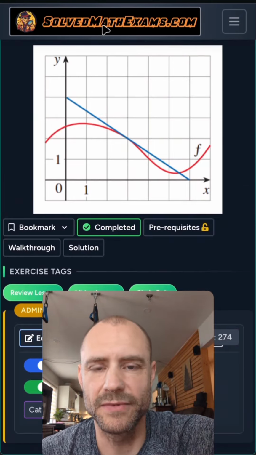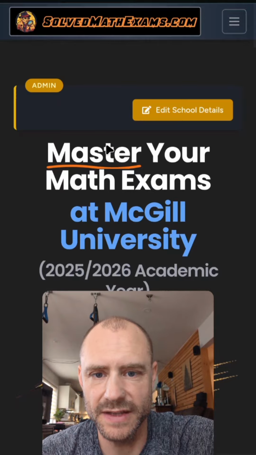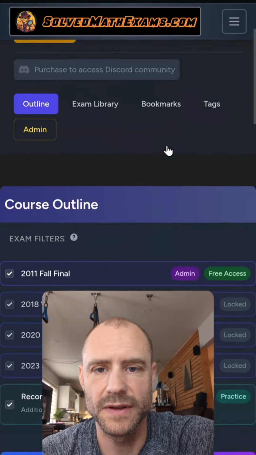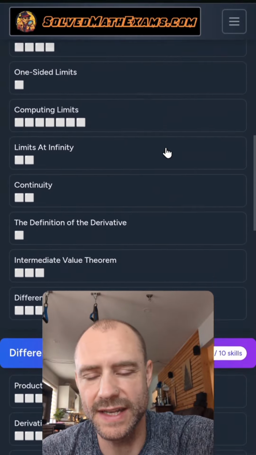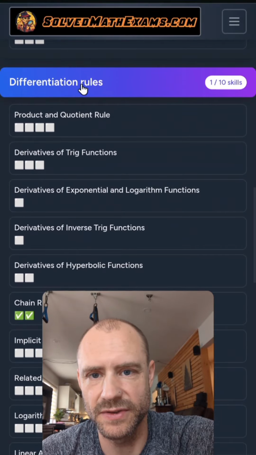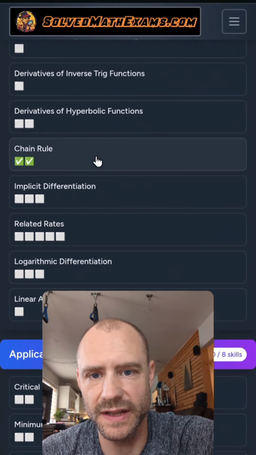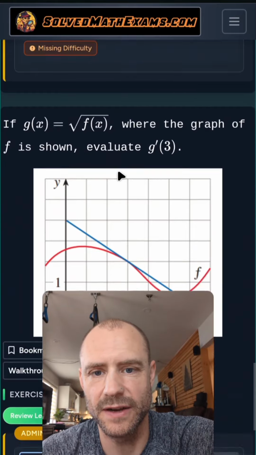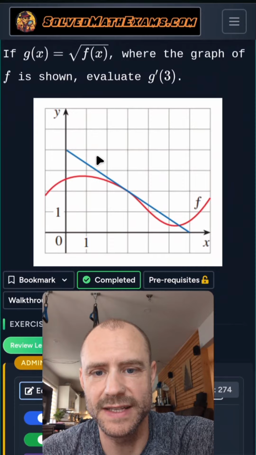Now, how do you find it? Well, if you go to the home page, how do you find this question? Go to the home page. This one's in the Math 140 course, or any course that has chain rule will have this. You just scroll down to differentiation rules, you click into chain rule, and then the chain rule questions are going to be there. That's one I did a couple days ago, and here is this one that we just did today.